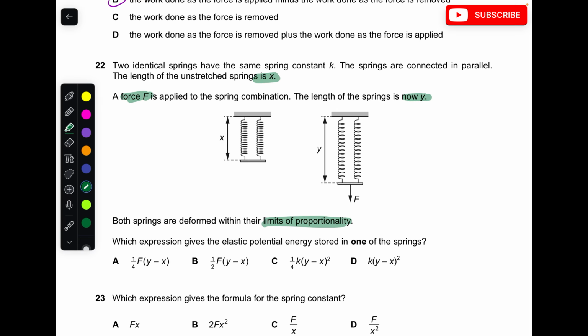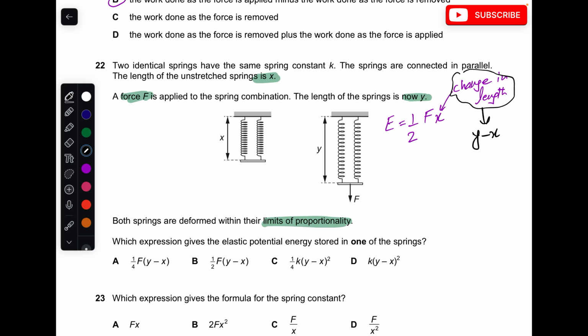It means we can apply Hooke's law. Which expression gives the elastic potential energy? So elastic potential energy, we know, is equal to 1 by 2 F into X. This X is basically the change in length, right? And in our scenario, the change in length is Y minus X, because finally it is Y, initially it was X.